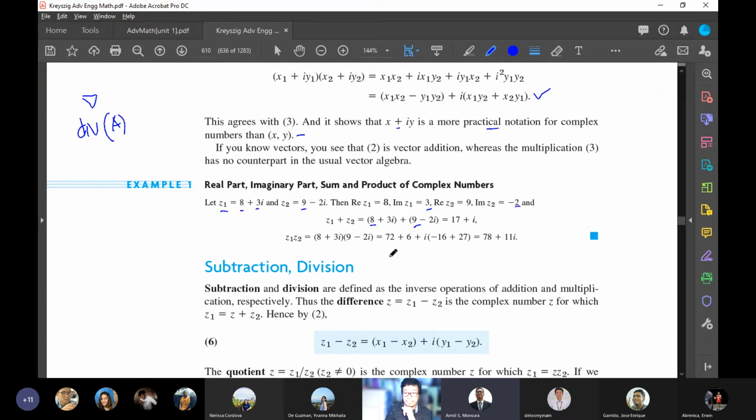So when we add Z1 and Z2, we simply add the real parts, which will give you 17. And then the imaginary parts, 3 and negative 2i, which would give you positive i, or positive 1 as the imaginary part. Therefore, the sum of Z1 and Z2 would be 17 plus i. Okay, is that clear?